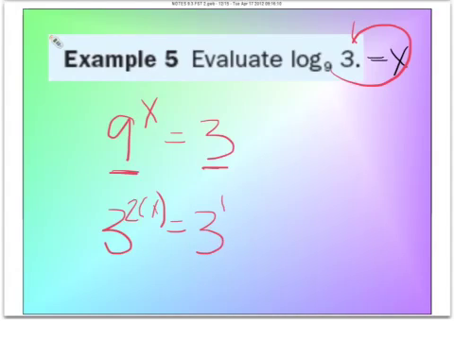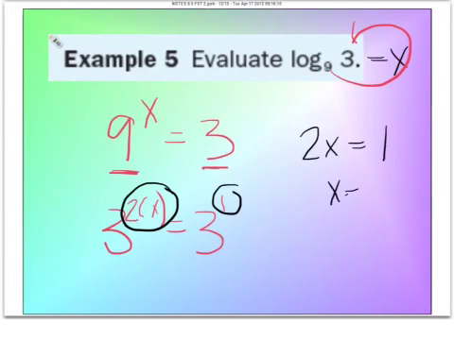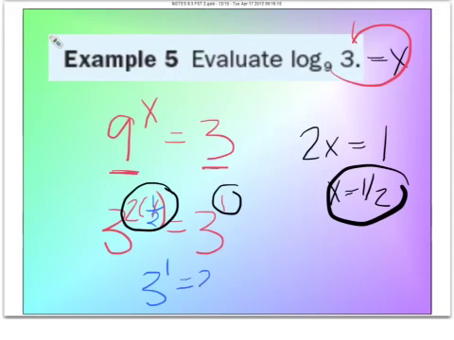So the bases are the same. What value is going to make these exponents balance? Well, just set them equal to each other. What makes 2x equal 1? When x is 1/2. That should make sense. If I put 1/2 in here, 2 times 1/2 is 1, and you'd get 3 to the first is equal to 3 to the first. So log base 9 of 3 is equal to the number 1/2.